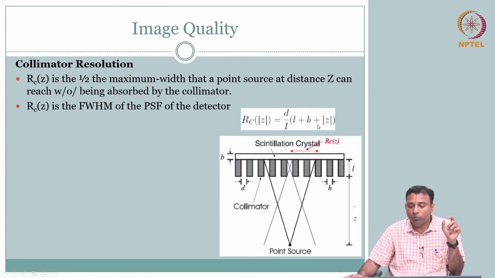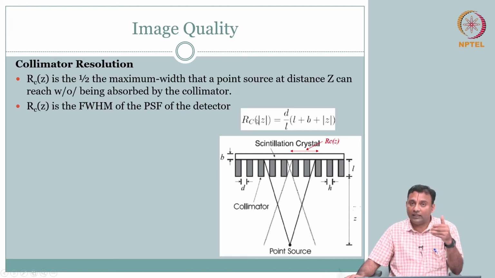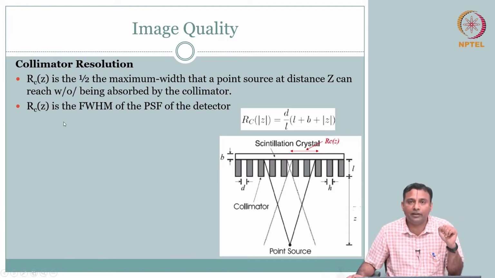So, if your Z is more, RC is more, that means the spread is more, that means it is poor resolution. If Z is less, the spread is less, better resolution, okay. So that is a key aspect in collimator resolution. So how else can you do better? Oh, I can increase this L.